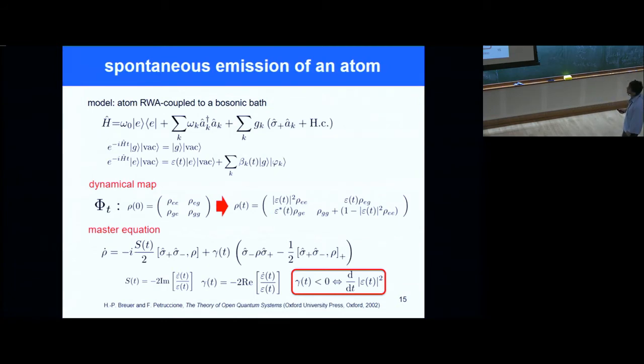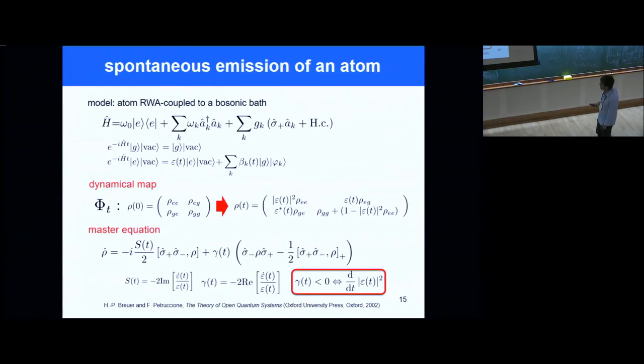Now it's easy to show that when you consider an arbitrary initial state for your open system, and you consider the joint unitary dynamics and then you trace over the field, then the dynamical map looks this way. This is the evolved state at time t, and these are the entries of the initial density operator. Now, it can be proven that in this case, the time-dependent master equation takes this form, where we have a single jump operator and associated rate gamma t. This gamma t is given by this expression here.